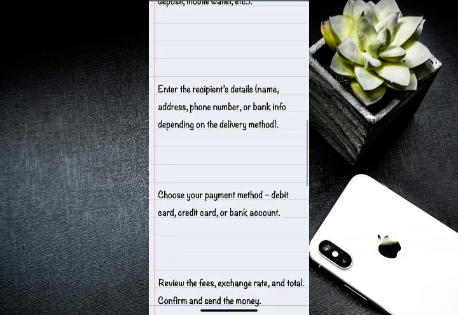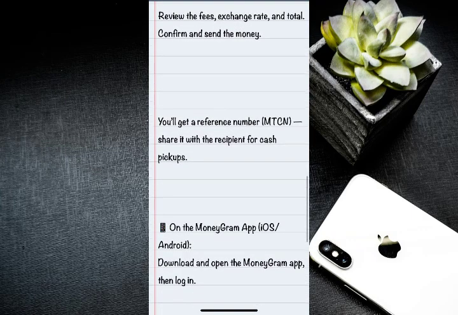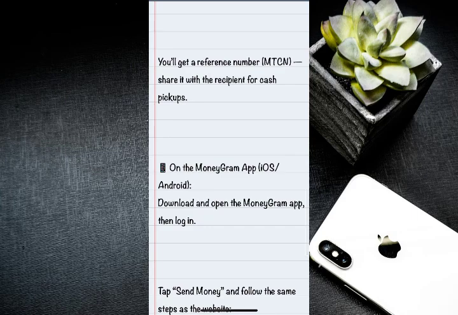Once that is done as well, choose your payment method, which can be your debit card, your credit card, or your bank account. Then review the fee, exchange rate, and the total. Once that is reviewed, confirm and send the money. And once that is done, you will get a reference number, which is your MTCN, to share with the recipient for cash pickup.